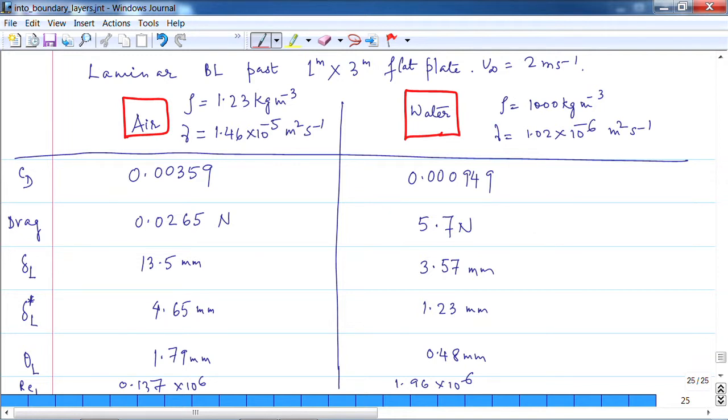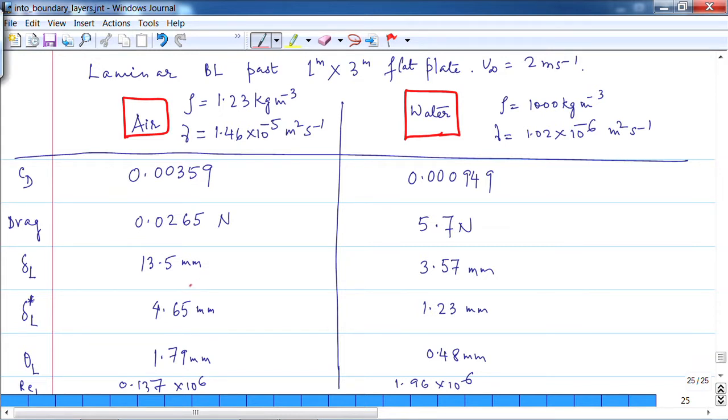You can see it's way more than 100 times. You can calculate how high the drag is. It's the same plate, same initial velocity, except that it is water and causes nearly 6 newtons of drag, while this one is 0.03 newtons of drag. Now, the height of the boundary layer is way less, obviously, right? It's a thicker, way denser fluid. Okay, so it is 13.5.